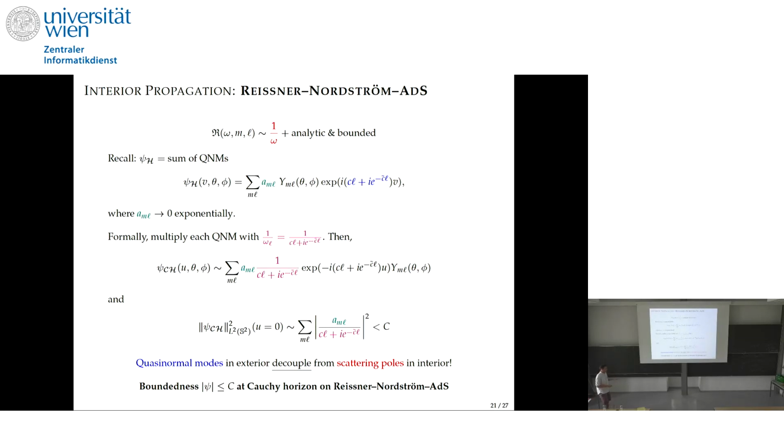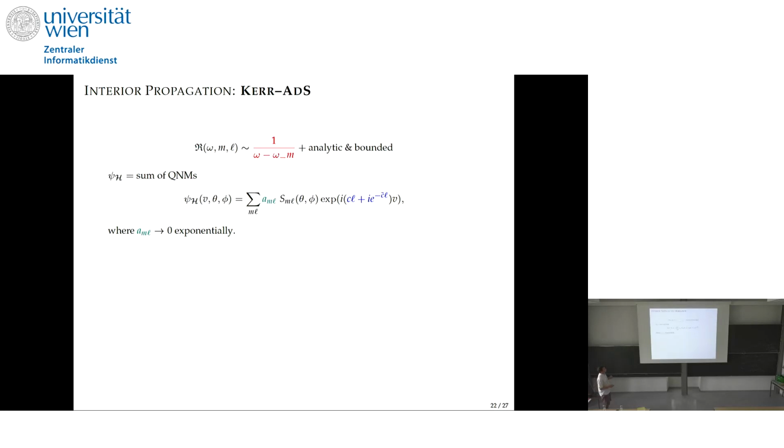So despite the slow decay, we get boundedness for rise and Ostrom radius. So what about the Kerr-AdS scenario? And there it becomes, of course, more interesting, because the reflection coefficients, in fact, don't have a pole at omega equals zero. They have 1 over omega minus m.